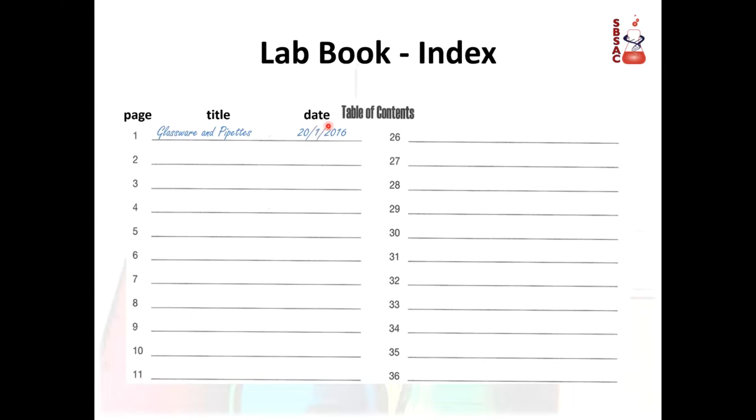Would have been glassware and pipettes. You would have done it, say, on the 20th of January 2016. Now, for the next lab, you don't write on page 2. You write exactly where you start writing. So in this case, let's say glassware and pipettes took you three pages. The next one will be on page 4. It will be balances, and that's the date when you would have done it.